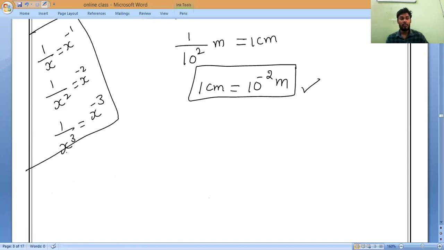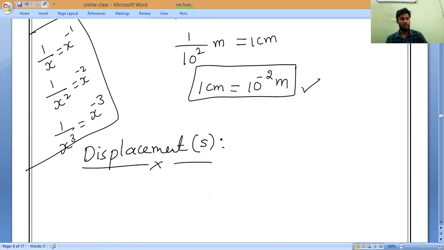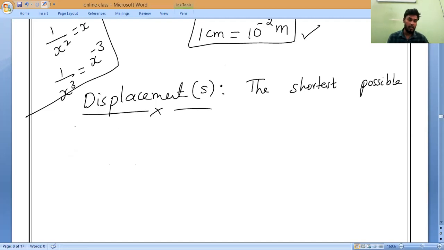Next. What is the next physical quantity? Displacement. This is also represented with what? Please write it. Some noise is coming, please rectify it. Right, next. The shortest possible distance. Tanishkar, are you ready?